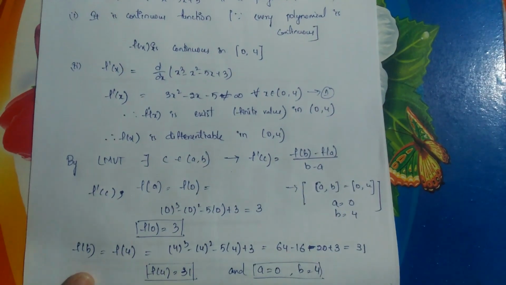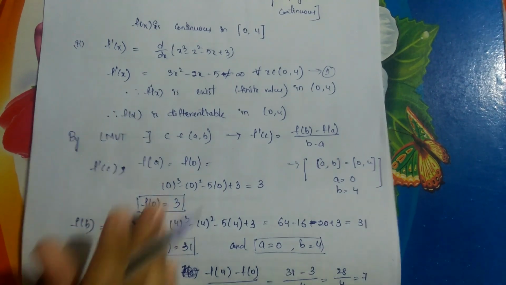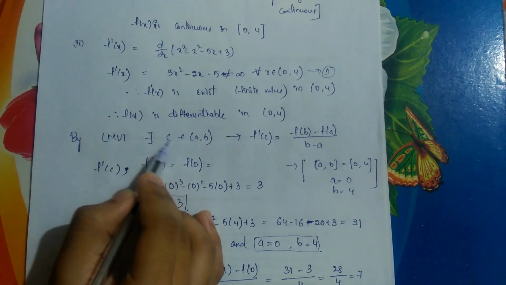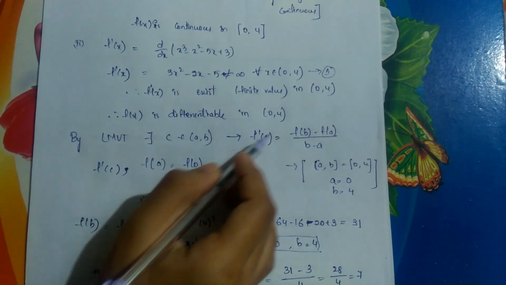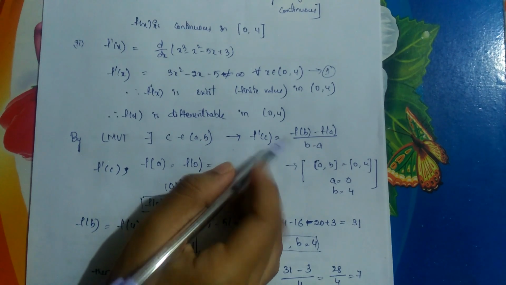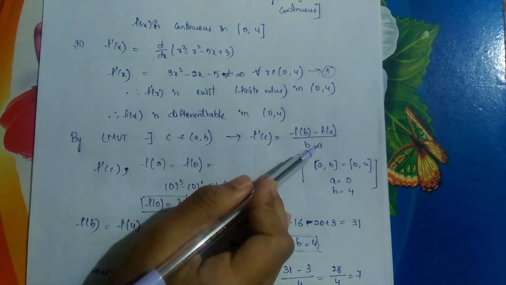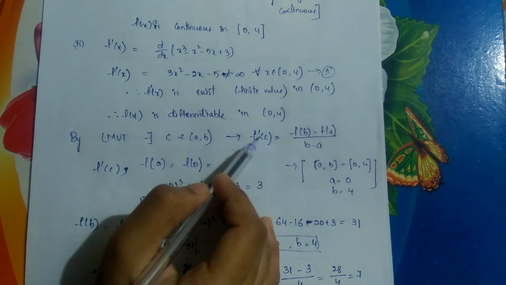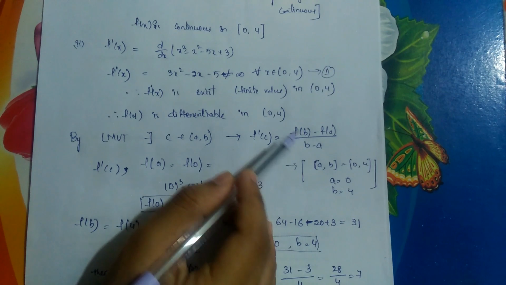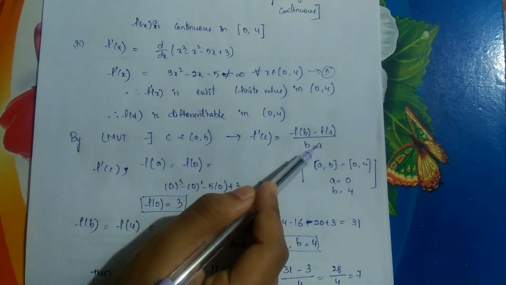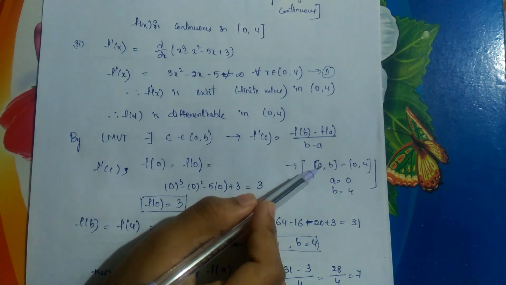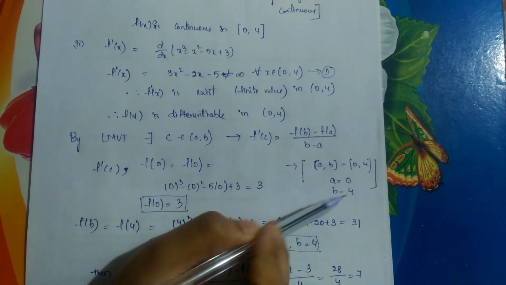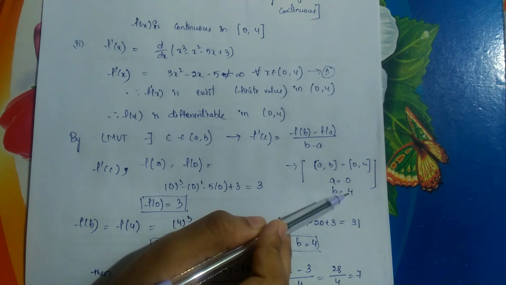And by Lagrange's mean value theorem, we have a condition, that is c belongs to the open interval a comma b. It means the point c lies in between a and b, and such that f dash of c is equal to f of b minus f of a by b minus a. So here we have to find f dash of c. When we compare the interval a comma b with 0, 4, a value is 0 and b value is 4. So a is equal to 0 and b is equal to 4.